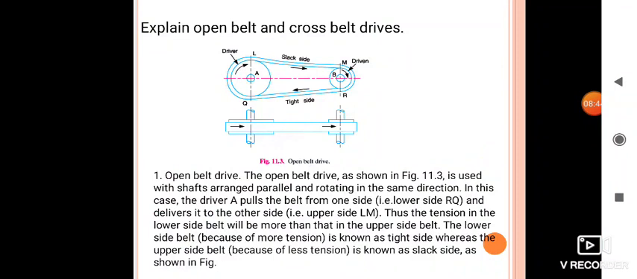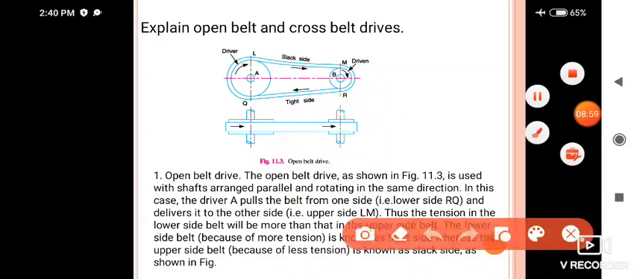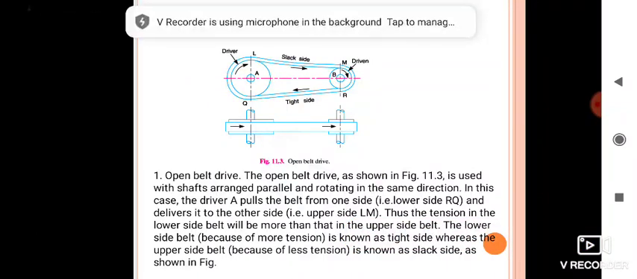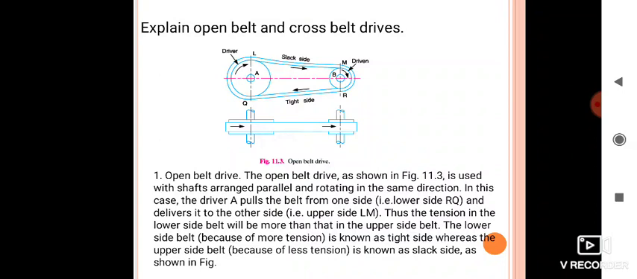Next question, explain open belt and cross belt drives. The figure shows the open belt drive. You have to practice this sketch for your reference, which will help you understand the concept very clearly. An open belt drive is used with the shafts arranged parallel and rotating in the same direction.